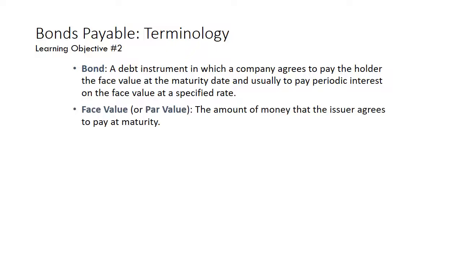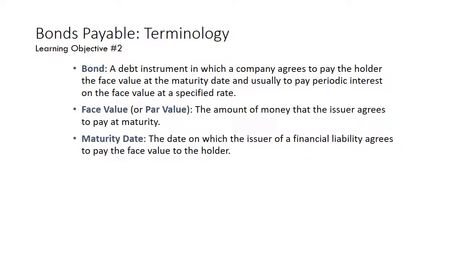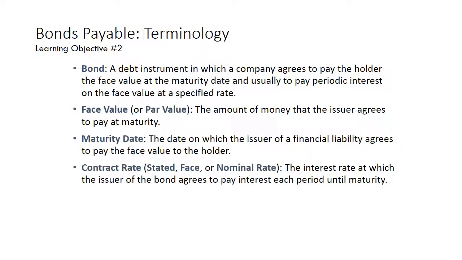So face value, or you'll hear it referred to as par value, is the amount of money that the company agrees to pay to the bondholder at maturity. It may not be the amount they borrow, it's what they promise to pay back. Maturity date is the date on which the issuer, or the company, agrees to pay that face value to the bondholder. Now these are important.